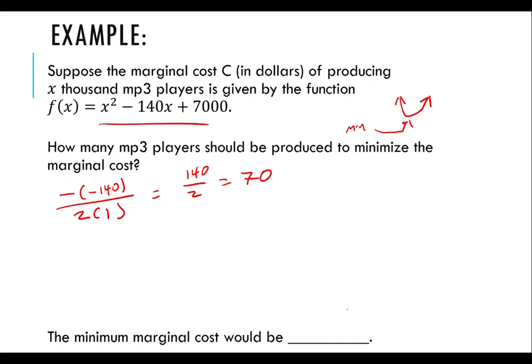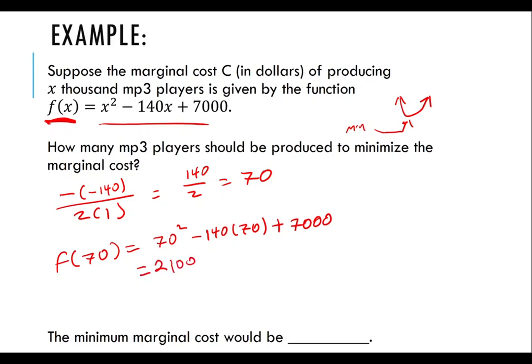Then if we want to minimize the marginal cost, understand that marginal cost is really the output f of x. And so now I just need to evaluate f of 70. f of 70, that is 70 squared minus 140 times 70 plus 7,000. Just do the arithmetic, and what are we going to get? I get 2,100. And this output is in dollars, and that is the minimum marginal cost would be 2,100. Notice that we also want to know how many MP3 players would need to minimize that marginal cost. That is 70 MP3 players.